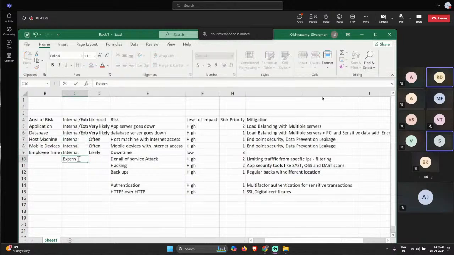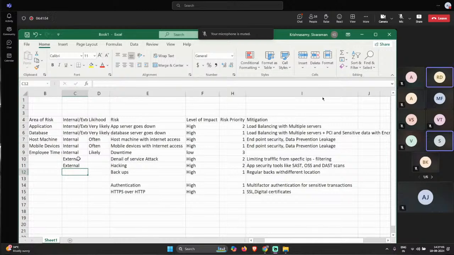Multi-factor authentication for sensitive transactions. Where do you want to categorize anything? First of all, any authentication will have multi-factor. SSL digital certificate, HTTP over HTTPS. Okay, I didn't see anything on high. Where is there any other sheet on this, or is this the final sheet? This is the one, sir, that I have drafted.